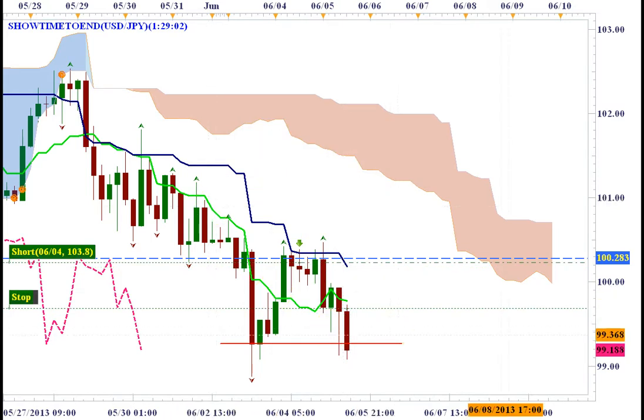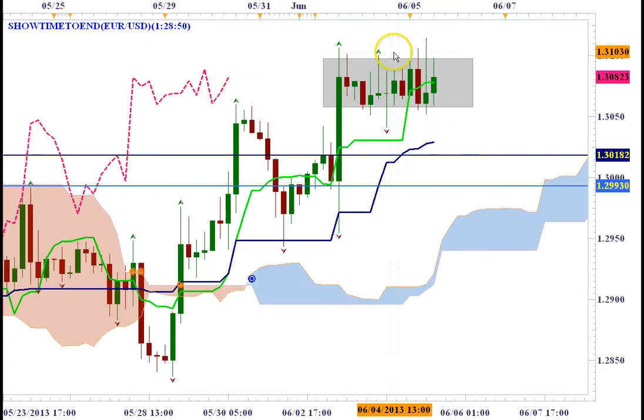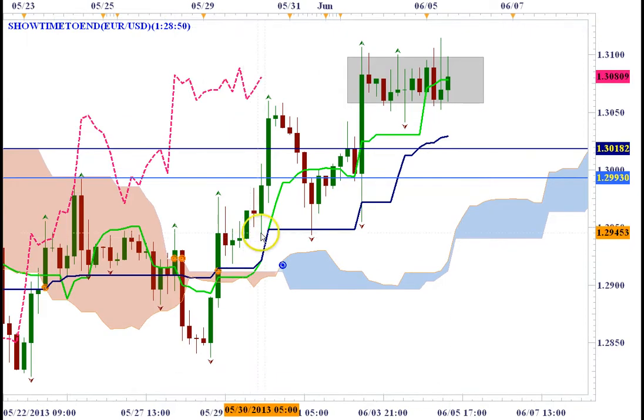That's US dollar yen, euro dollar, 4 hour time frame. Look at this euro dollar. This euro dollar is in this consolidated phase right here. It needs to break out of this area here to the upside, maybe. Everything is bullish on this chart. It's strong signals too. You got a strong TK crossover here. You got your Kumo twist right here. You got a Chikou span above price, and price is above the Kumo.